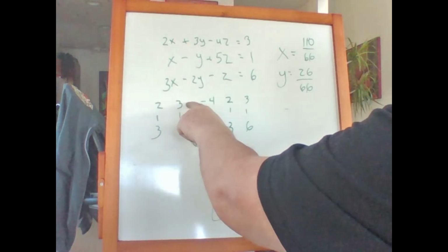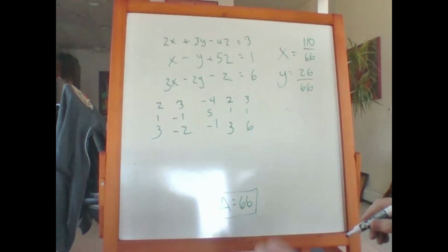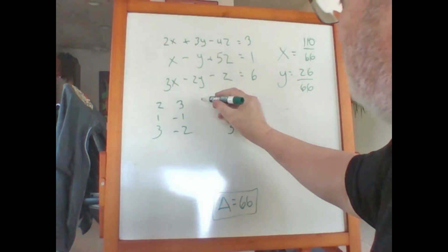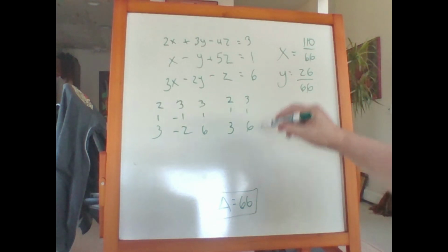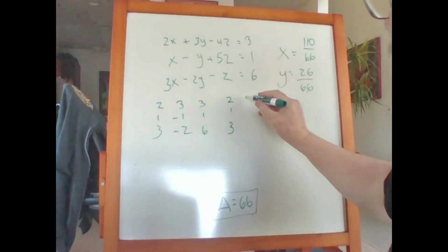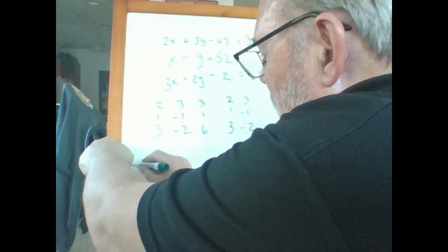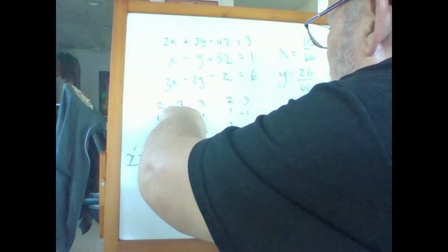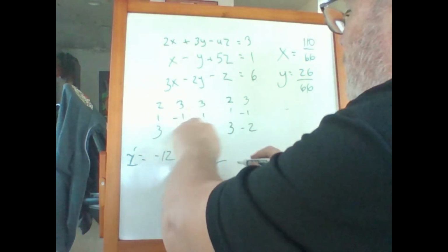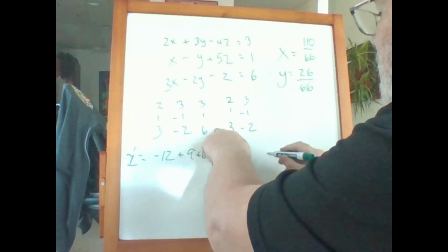Now, we want this here, 3 minus 1 minus 2. This column, we take the z column and we replace it with 3, 1, 6. And we got 2 and 3. All right, that's going to be 3 minus 1 minus 2. So that's the determinant. Well, let's say z. Z prime is equal to minus 12 plus 9 plus 6 minus... All right, this is minus 9, minus 4, and this is plus 18.